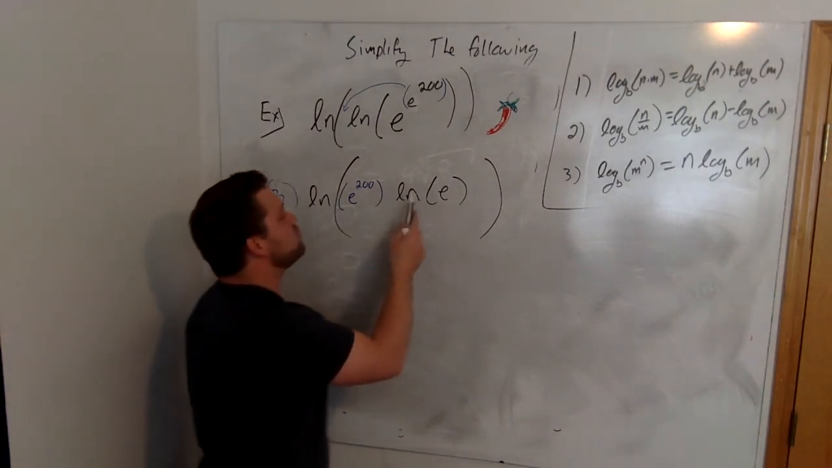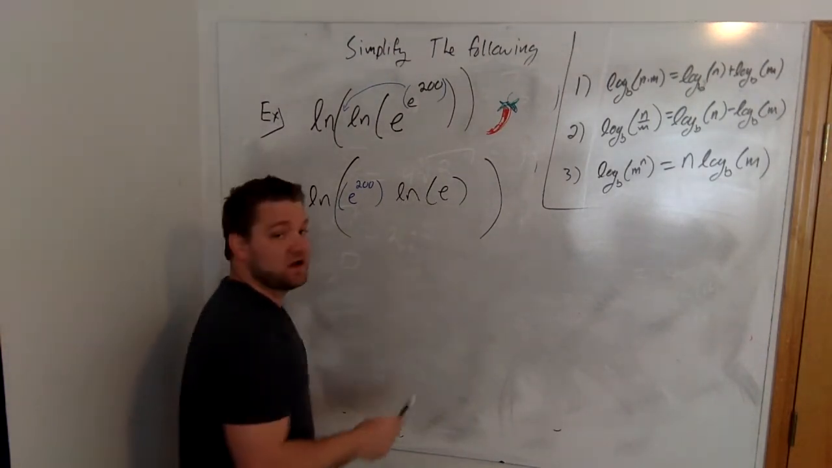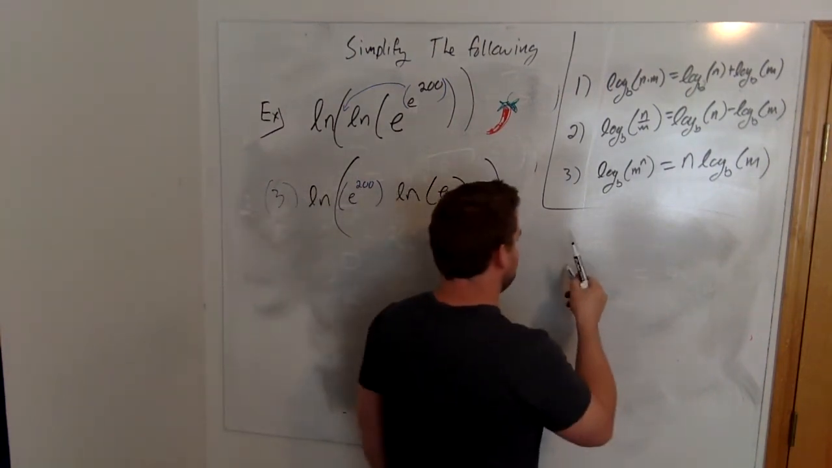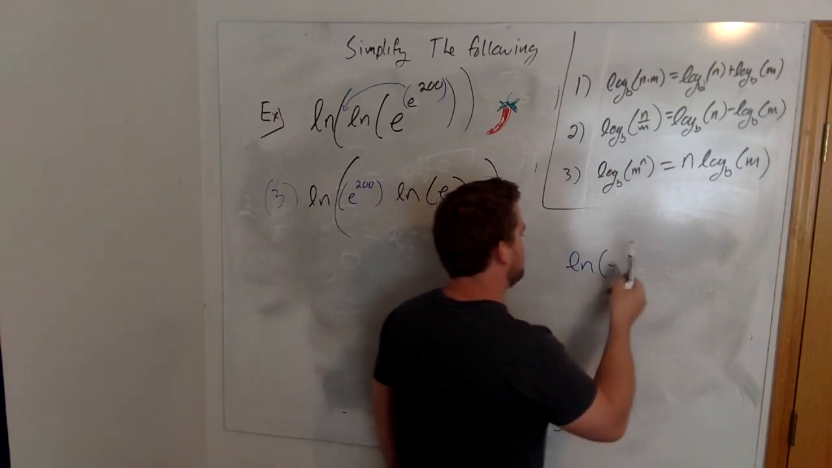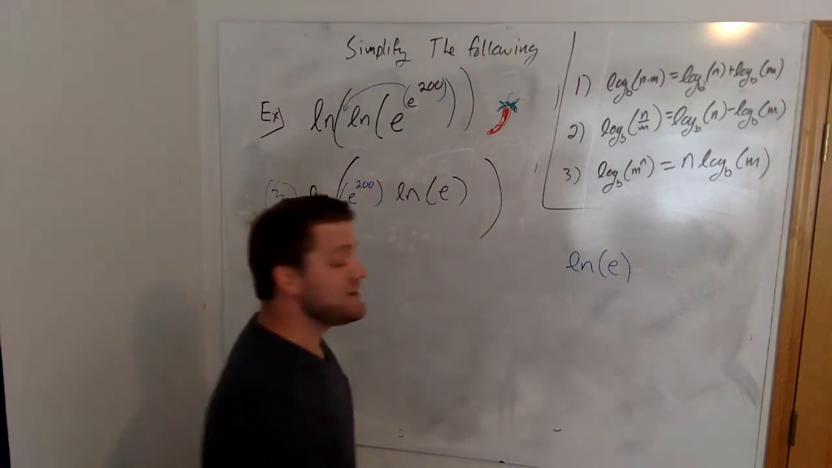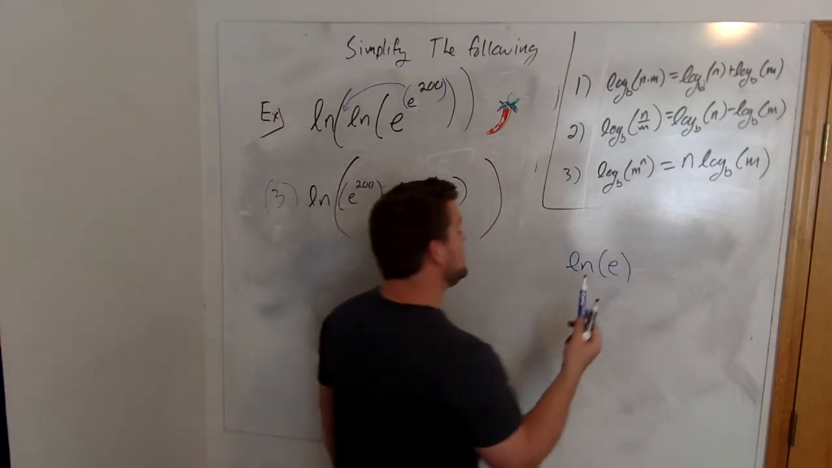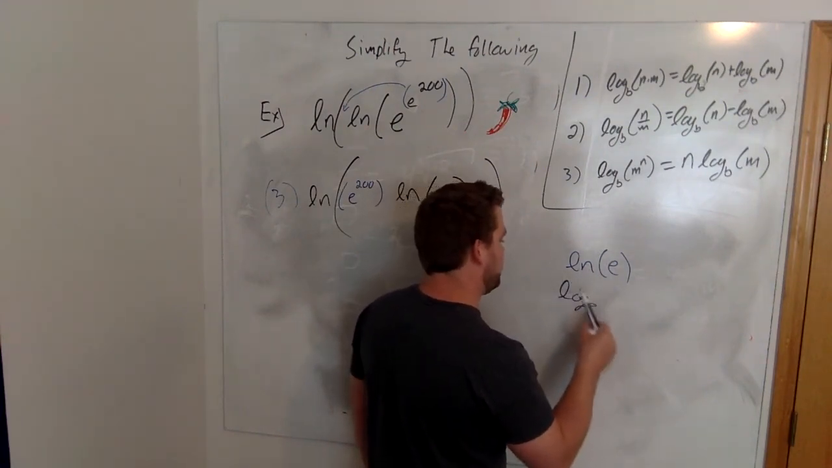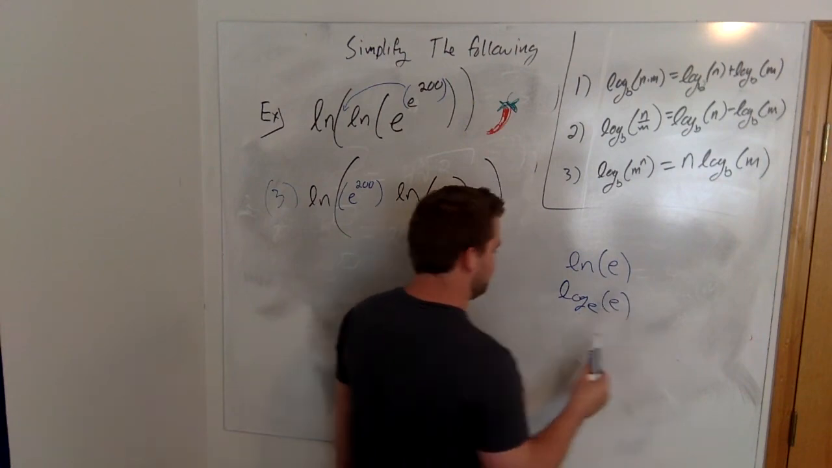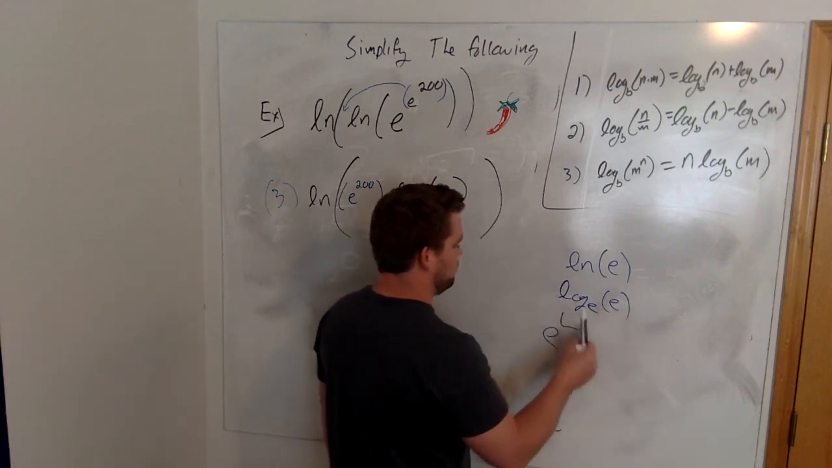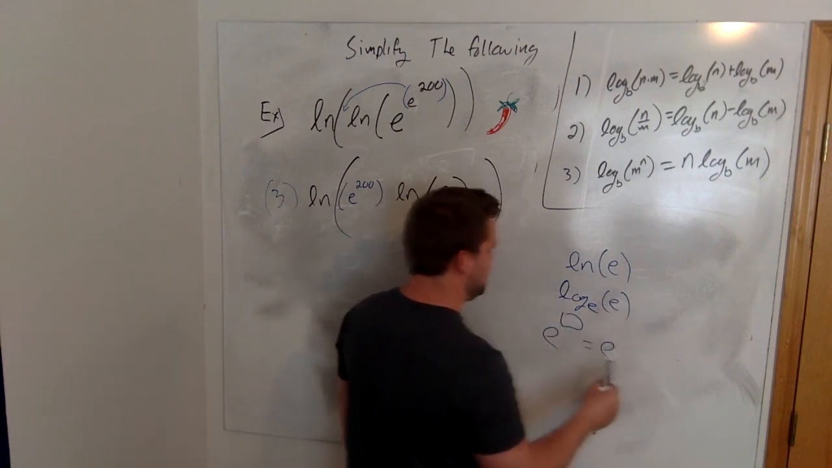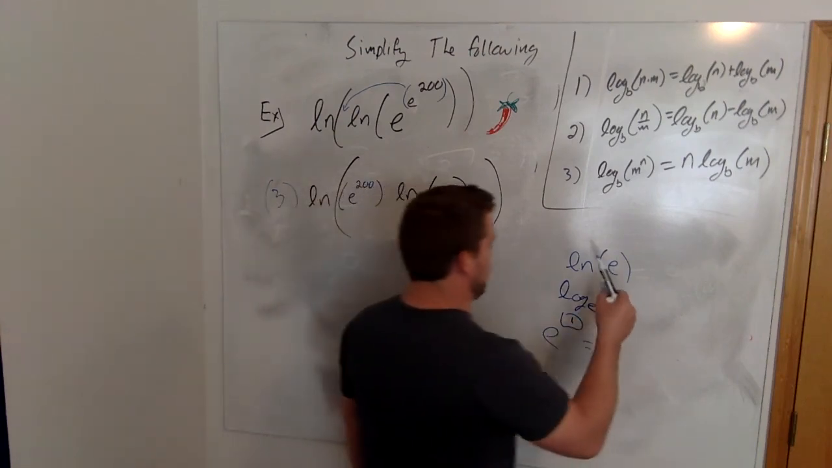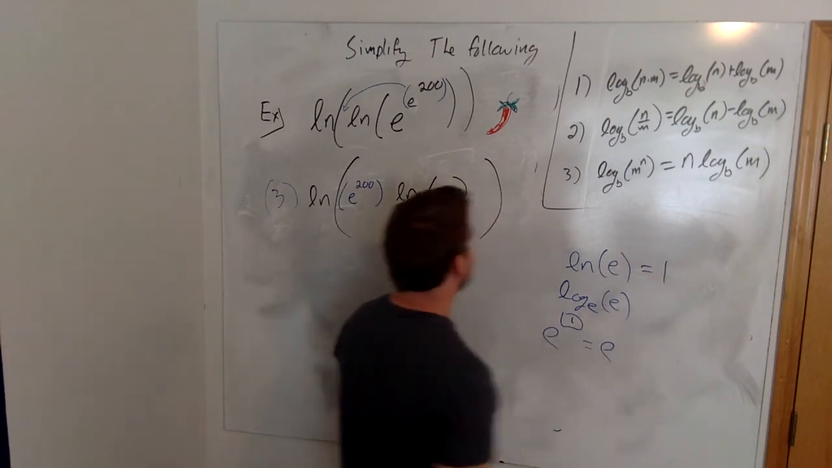What is the natural log of e? Remember what a natural log is. This is the logarithm base e. So this is log base e of e. This is saying e to what power gives you e? E to the first power gives you e. So the natural log of e is 1.